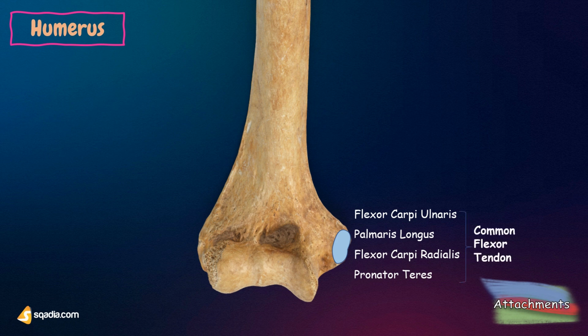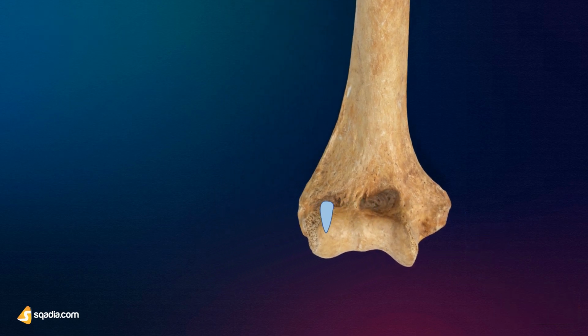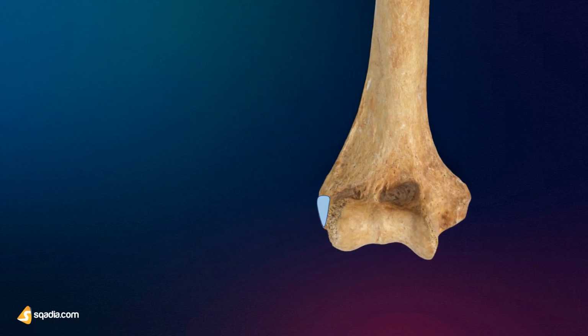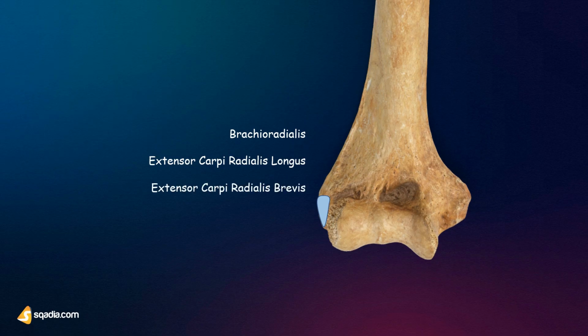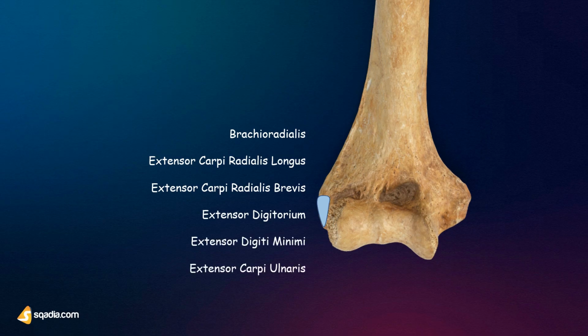If you remember, in the last section we discussed that there is an impression on the lateral epicondyle, which provides attachment to 7 muscles. These include the brachioradialis, extensor carpi radialis longus, extensor carpi radialis brevis, extensor digitorum, extensor digiti minimi, extensor carpi ulnaris, and anconeus. All these 7 muscles are a part of the superficial group of the posterior compartment of the forearm.